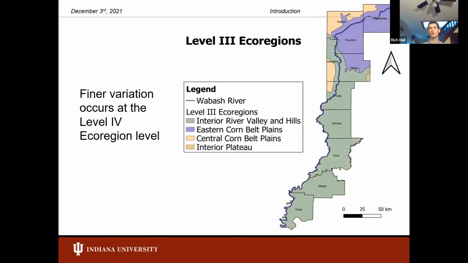So similarly, with ecoregions, we can see if a plant will move from the interior river valley and hills here in green up into the eastern Corn Belt plains, or vice versa. And we can also look at finer variation at the ecoregion level in level 4 ecoregions.